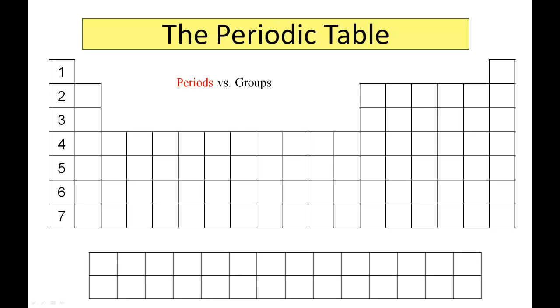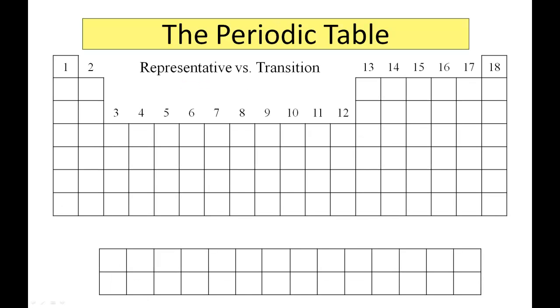Periods go across, and you'll notice there's 7 periods that go across the periodic table. And remember, those two at the bottom are taken out of rows or periods 6 and 7. There's 3 major groups of elements that we talk about on the periodic table. The first one's called representative elements, and they are represented by groups 1, 2, and 13 through 18. They're representative of most of the elements you'll talk about in our everyday routines.